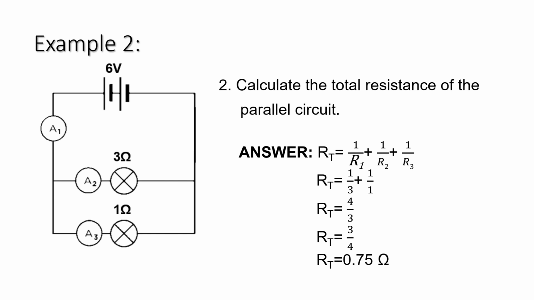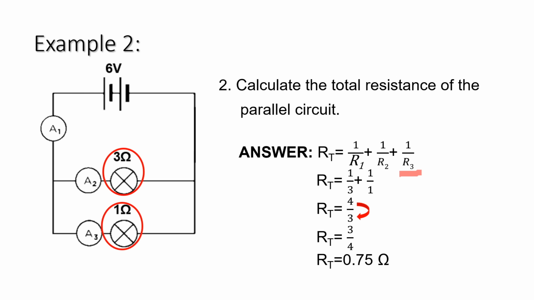Our second question for parallel circuits is to calculate the total resistance of the parallel circuit. We have one light bulb that has a resistance of 3 ohms, and a second light bulb with a resistance of 1 ohm. The formula that we use to calculate resistance in parallel is 1 over RT is equal to 1 over R1 plus 1 over R2 plus 1 over R3. Because we do not have a third resistance, we are just going to use the first 2 substitutions of this equation.